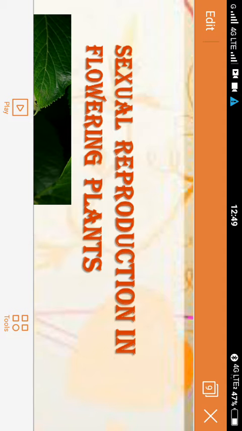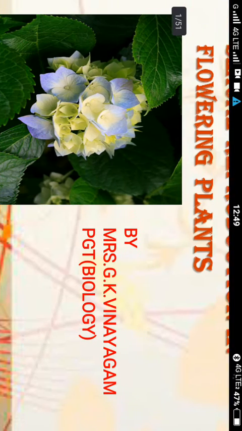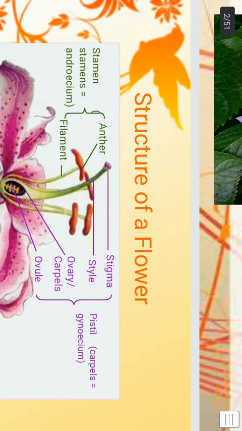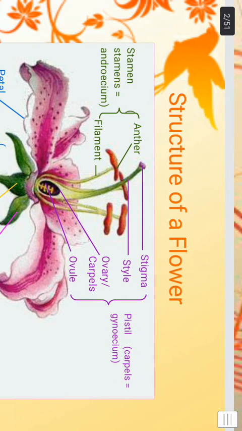Today, let us start with a new lesson, that is sexual reproduction in flowering plants. You all know that at the time of flowering, the meristem forms the floral primordia. So, flower is considered to be a modified stem.